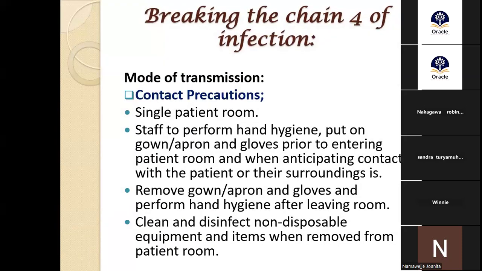Chain link 4, mode of transmission: we practice contact precautions. If the patient is highly infectious, of course, you put them in isolation, a single patient room. Perform hand hygiene. Put on gowns, aprons, proper protective gear. Remove gowns, aprons and gloves, then perform hand hygiene after leaving the room. Clean and disinfect non-disposable equipment. It's advisable to use disposable equipment, but if they are not disposable, then you have to clean and disinfect.